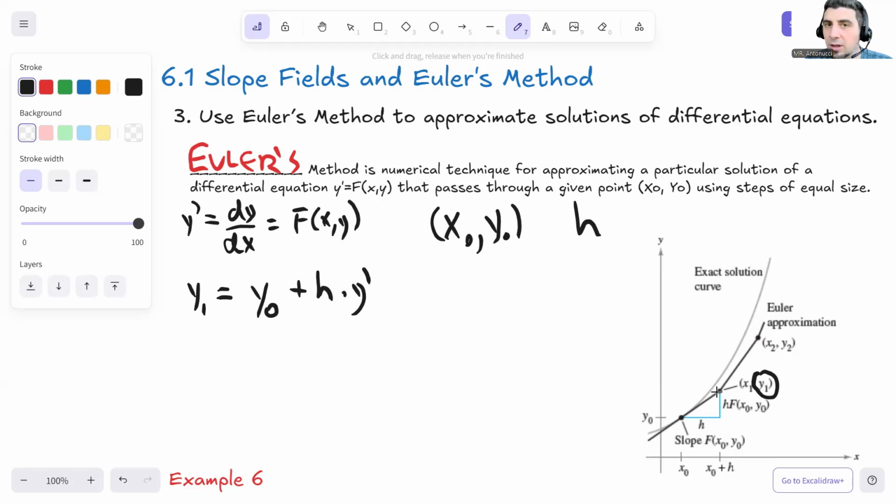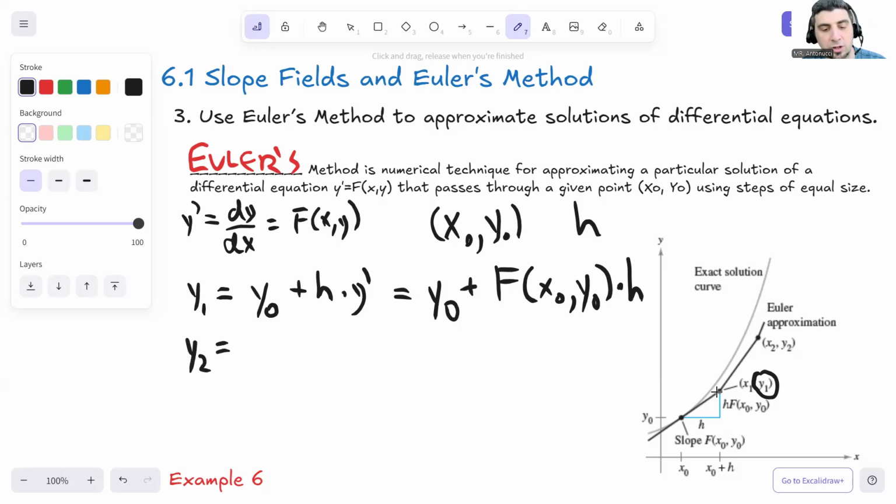So basically all I'm doing is to get the next point, I'm taking the previous point plus the approximate change in y. So we could think of this as y naught plus f of x naught, y naught times h. And then whatever you get, that is going to be your value for y1. Then y2, you just repeat the process, but you use the new point. So y1 plus h times f of x1, y1. And then so forth and so on.